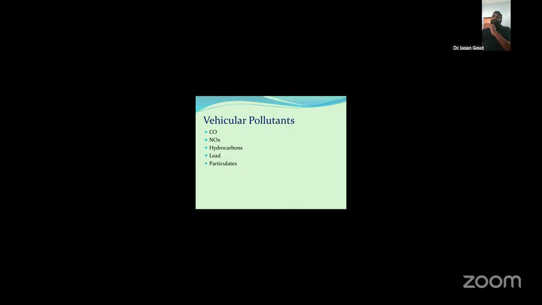Vehicular emissions are a major anthropogenic source of air pollution, especially in urban areas. They originate from the consumption of petrol, diesel and other fuels in internal combustion engines. The composition of pollutants depends on fuel type, engine condition, driving patterns, and emission control systems.